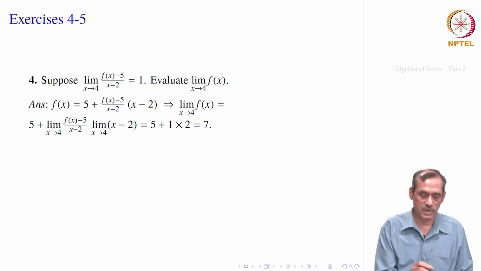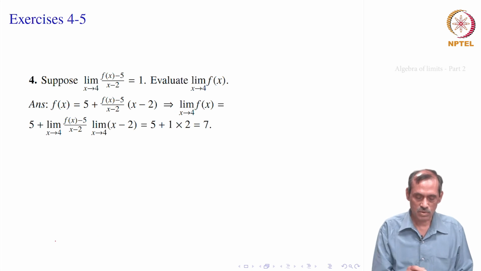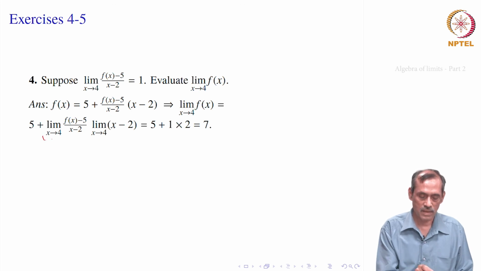So, we just rewrite f of x using that: f of x is equal to 5 plus (f of x minus 5) by (x minus 2) into (x minus 2). You can verify it easily. Now, the limit of (f of x minus 5) by (x minus 2) is equal to 1, that is given, and the limit of x minus 2 as x goes to 4 is 2. So, it is 5 plus 1 into 2, which is 7.